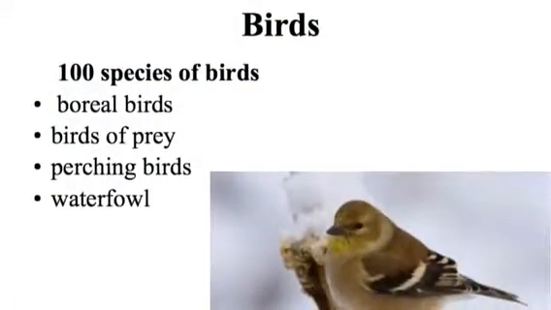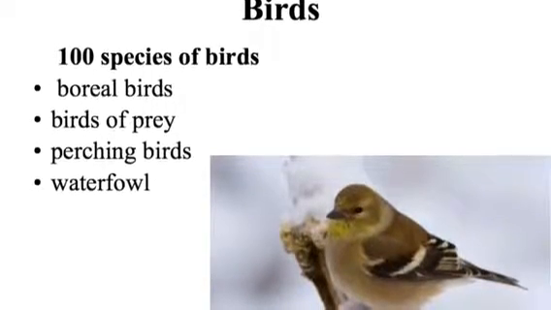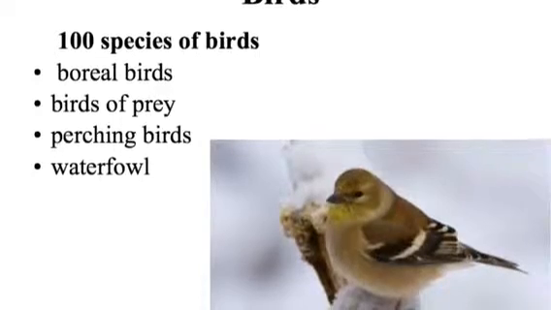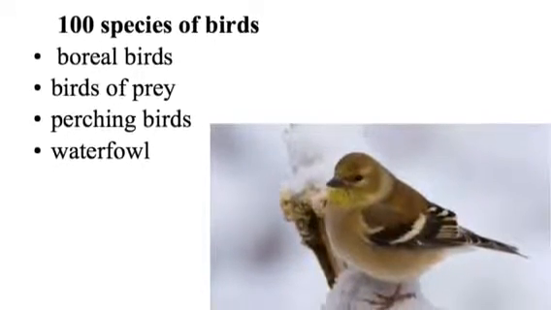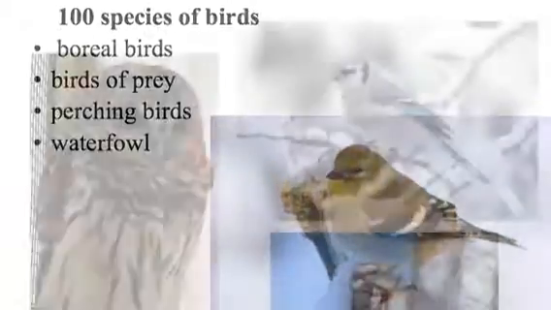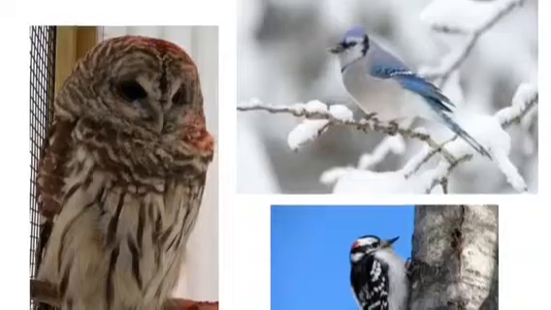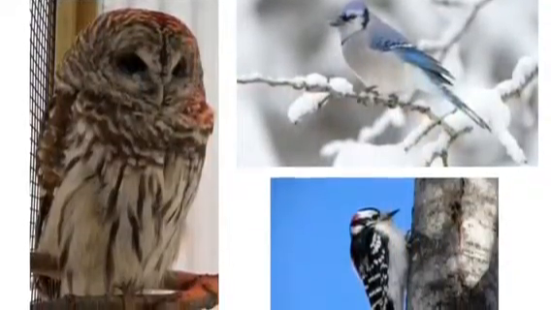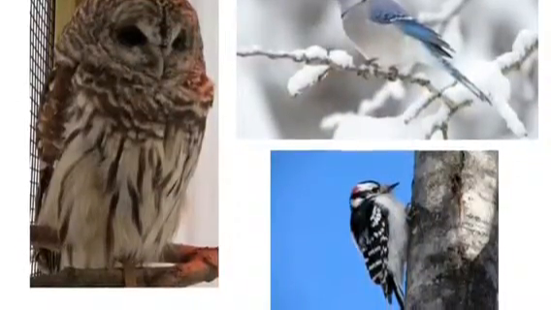Birds in the Adirondacks. There are over 100 species of birds, 4 different types: boreal birds, birds of prey, perching birds, and waterfowl. Below is a picture of an American goldfinch, which we saw today. Here are 3 other birds that we have seen in the area. First, we have a barred owl, a blue jay, and lastly, a yellow-bellied sapsucker, which is a type of woodpecker.